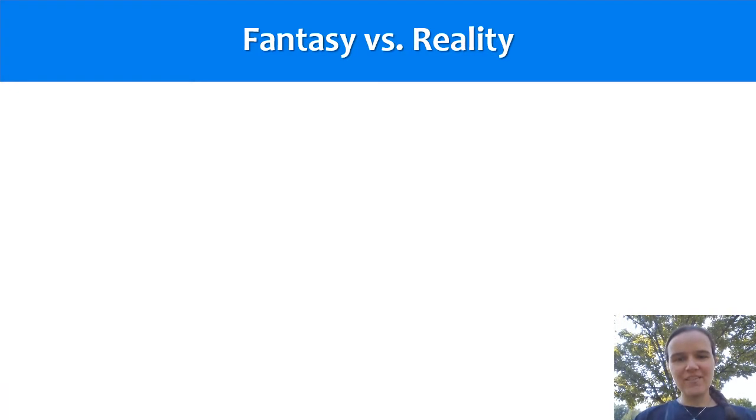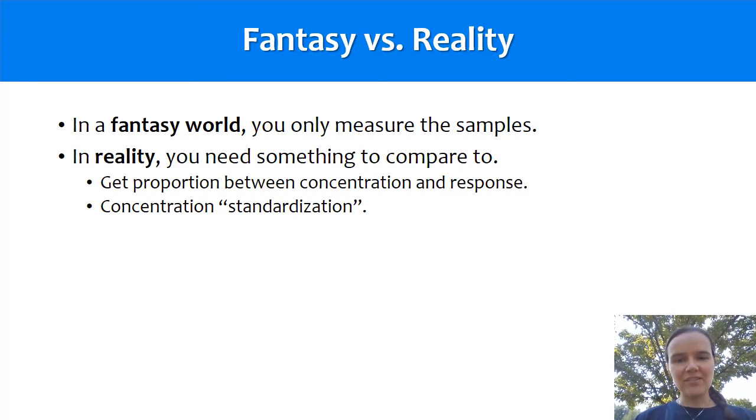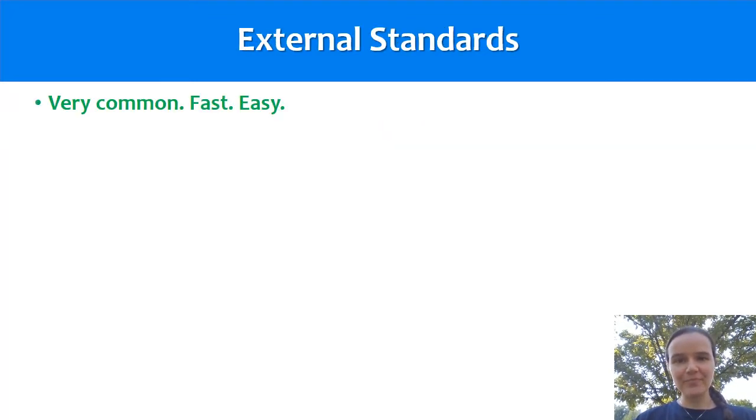So in our fantasy, we really would like to be able to only measure the samples. That would be the least amount of work. The samples are what we care about. We want to just measure them, get their concentrations. But in reality, you have to have something to compare them to. You have to get a proportion between the concentration in a sample and the response that it'll give you. And so we have these things called concentration standards. Thus, these are called standardization methods.